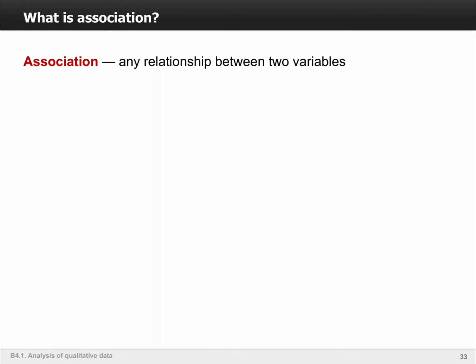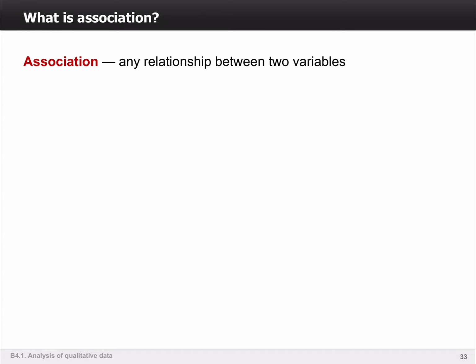Now let's talk about what to do if you have two qualitative variables. In this case, you can investigate if these two variables associate. What is association? Association is any relationship between two variables. For example, we already know such statistics as covariance and correlation, which we use to find the association between two quantitative variables.